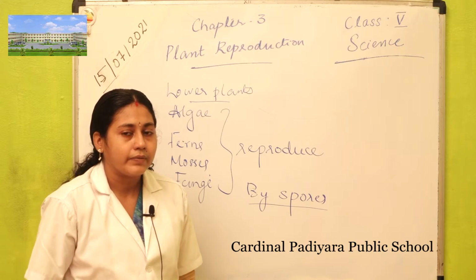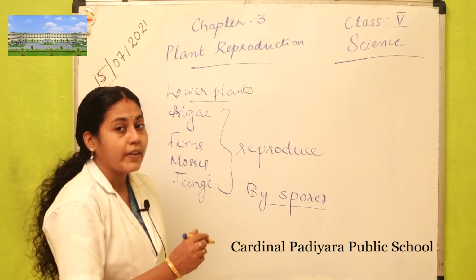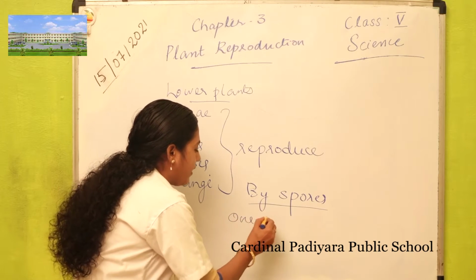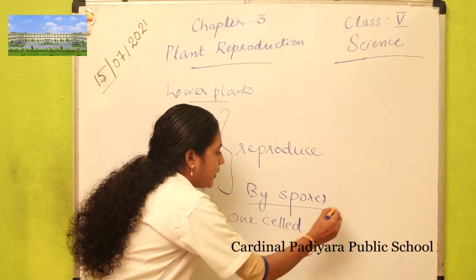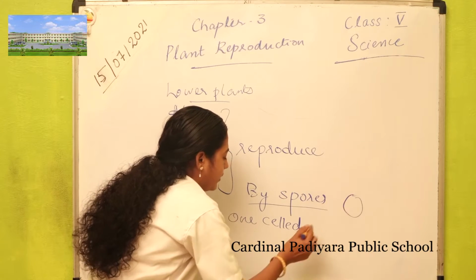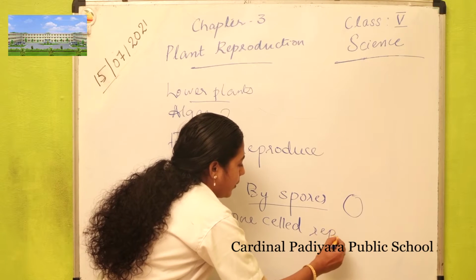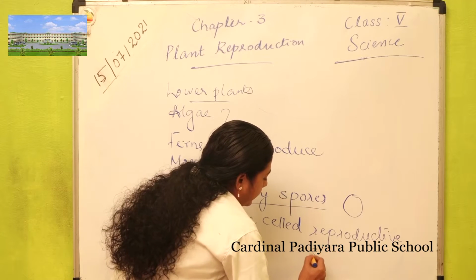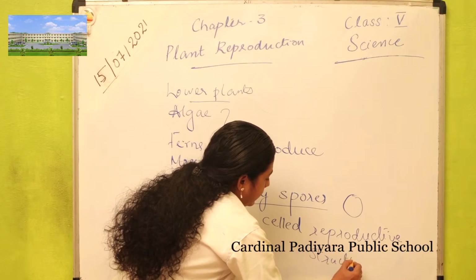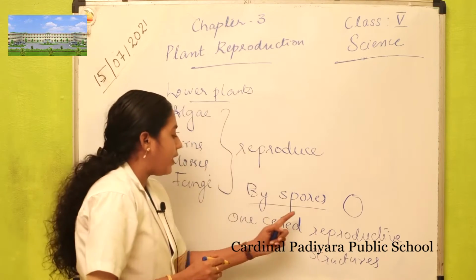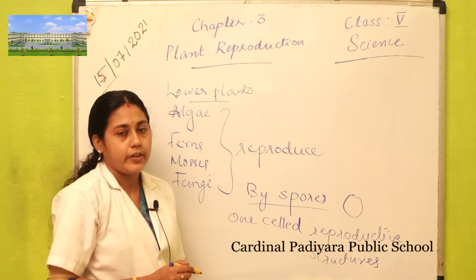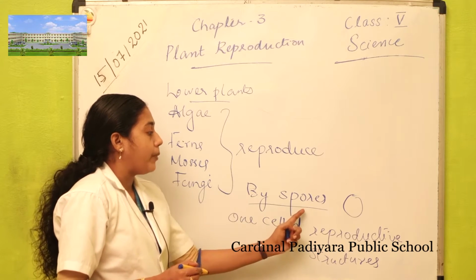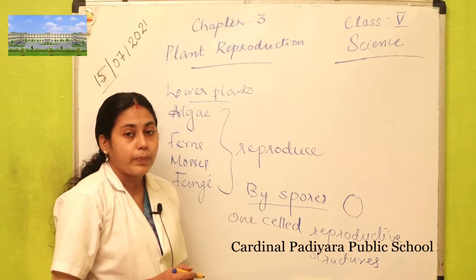What are spores? That also we studied. Spores are one-celled reproductive structures. They are made up of one cell. Algae, ferns, mosses and fungi reproduce by means of these spores.